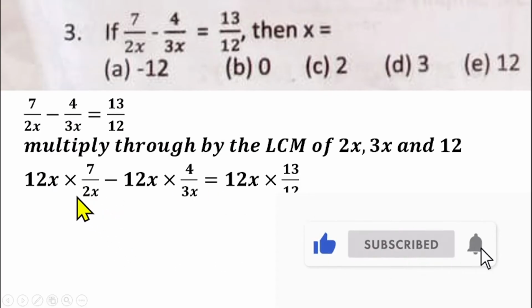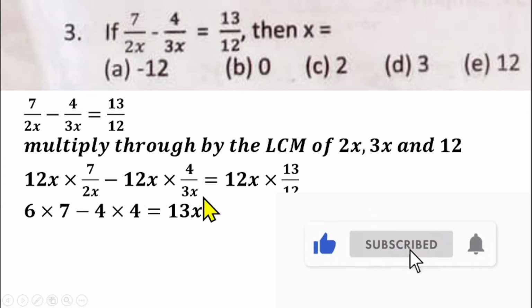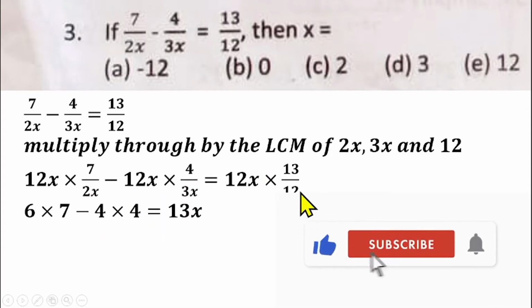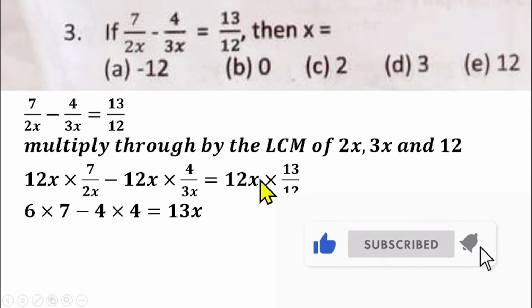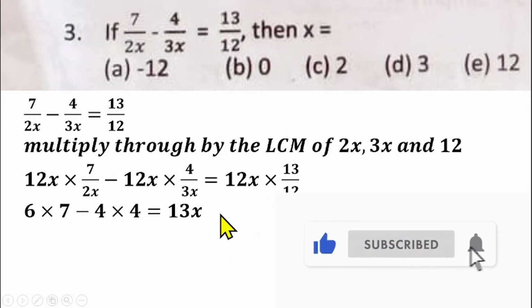So 2x in 12x gives us 6, so we have 6 times 7 left, minus 3x in 12x gives us 4, then 4 times 4, equals 12 in 12x gives us 12, in 12 we get x. Then x times 13 will give us 13x.